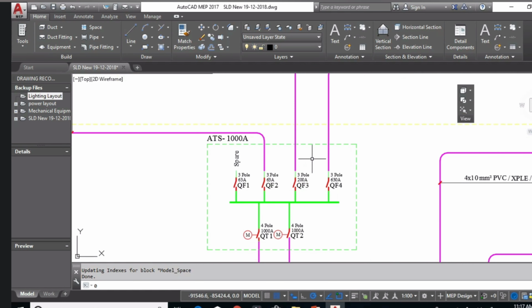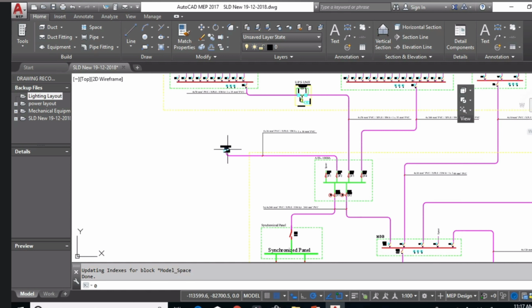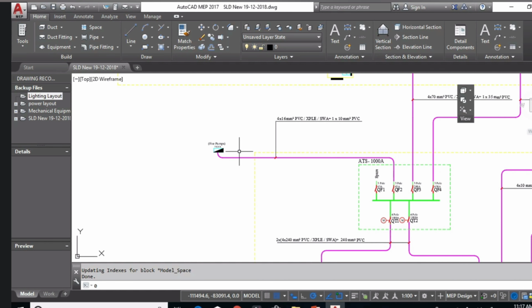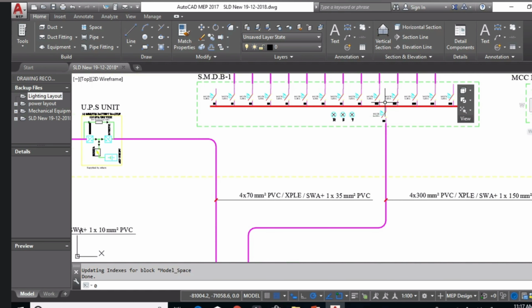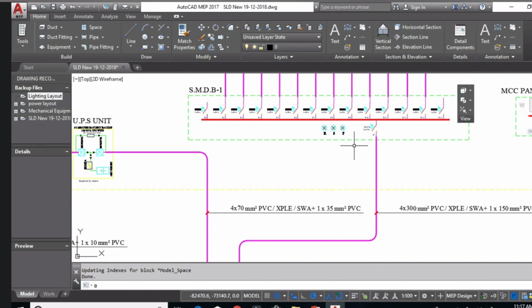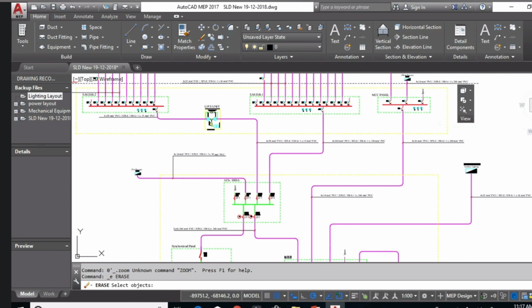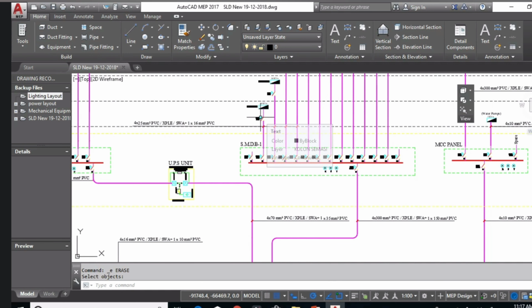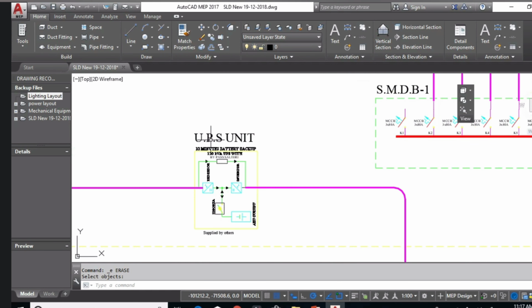And after that, from this ATS I have the fire pump. I also consider this fire pump as essential load, and I have 2 panel boards, one of them for essential, which is the panel board feeding the power and the lighting for indoor. And here another going to the UPS unit.